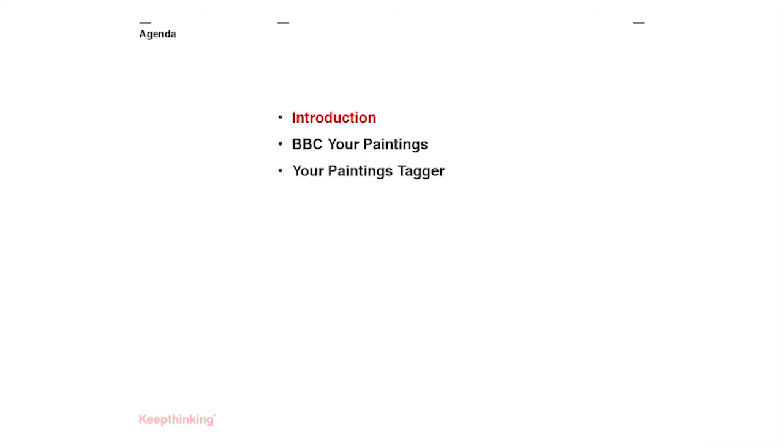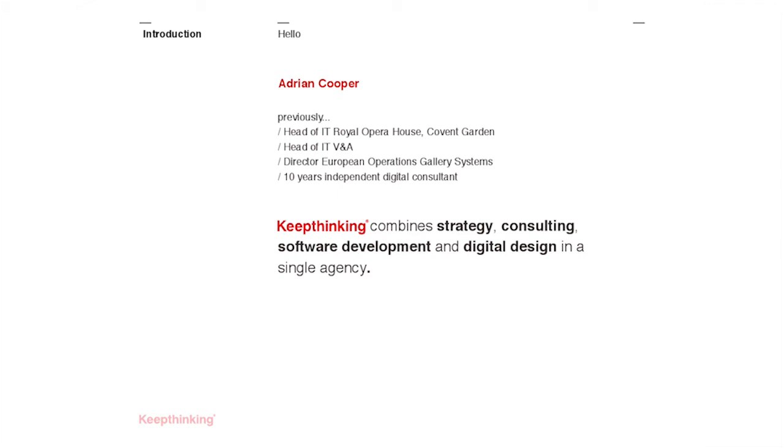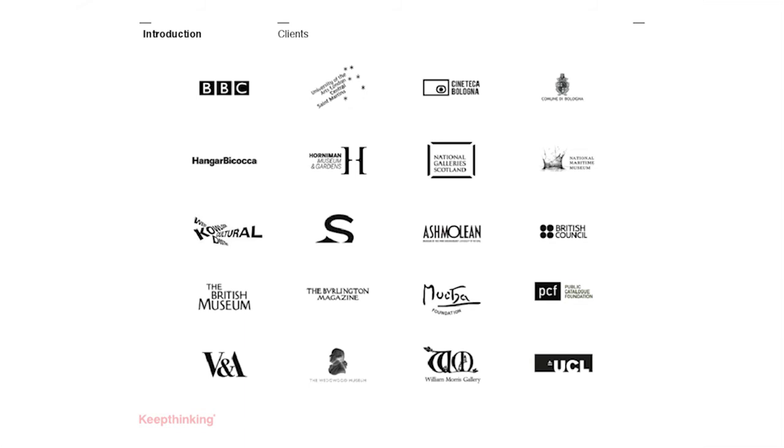So just a little bit about me, for those who have never met me before. I'm Adrian. I used to be head of IT at the Royal Opera House, the V&A. I was director of European Operations for Gallery Systems. I spent most of the last 10 years as an independent consultant working mostly for museums and cultural organizations, and recently joined Keep Thinking, who I've been working with on a number of projects over the last 10 years. Keep Thinking, we're a digital design agency, have software development as well, and we also do strategy. Here are some of our clients.